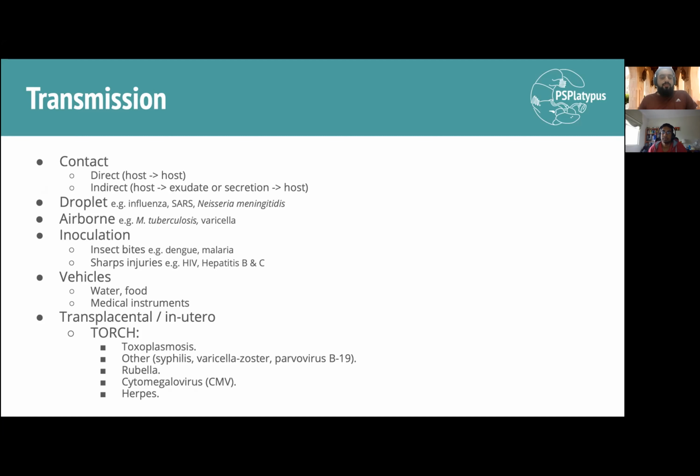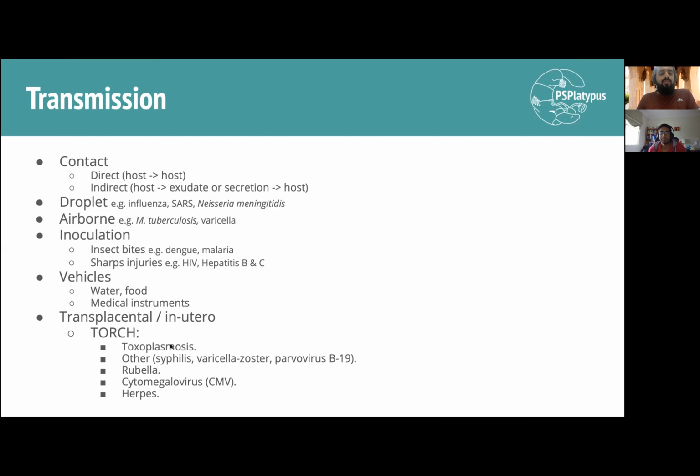For example, tuberculosis. It can also spread through inoculation, like if something bites you. This can be called inoculation. For example, insect bites can cause malaria, or sharp injuries can cause hepatitis B and C. Also, it can move through vehicles, through water, food, or medical instruments. And finally, it can spread sexually or transplacental, in utero.